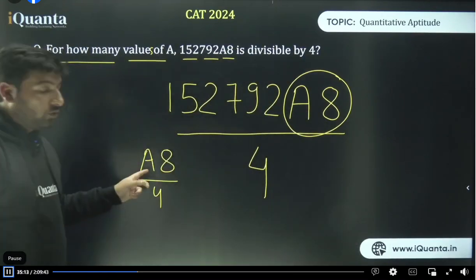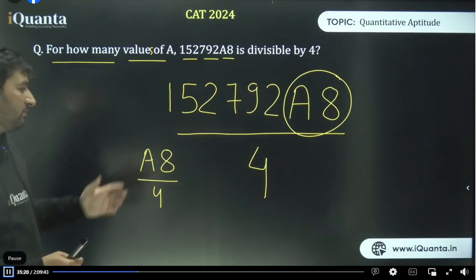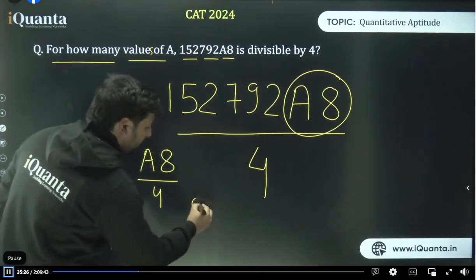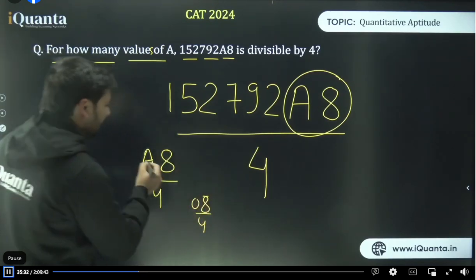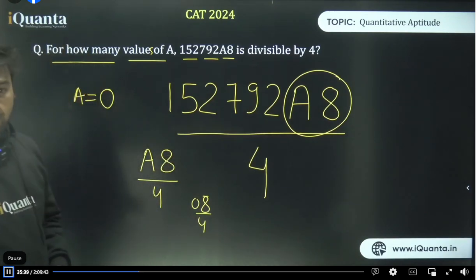a was not defined to you, so you will always put different values of a in this and find out in which case it is divisible by 4. So let us go ahead with a equal to 0. If a is 0, what do I have? 08 by 4, which simply means it is 8. 8 is divisible by 4. So that means yes, when a is 0, this given number is divisible by 4. Is that clear to everyone? Yes or no?